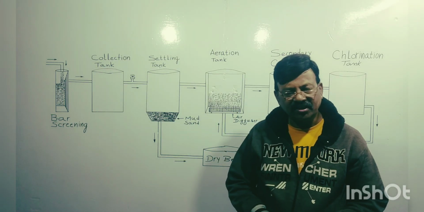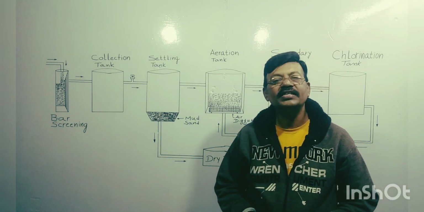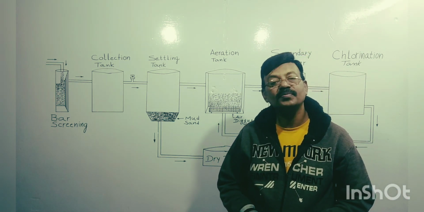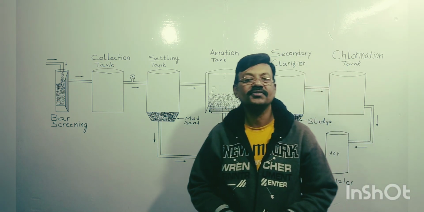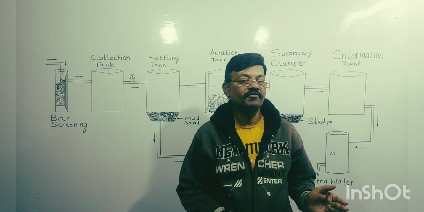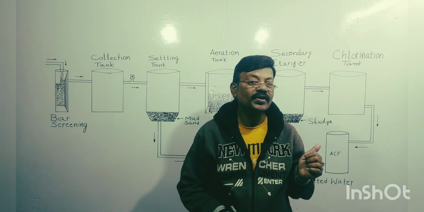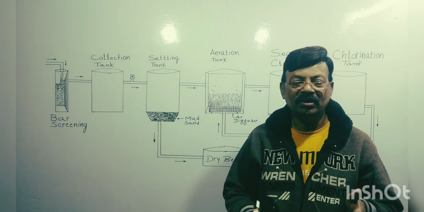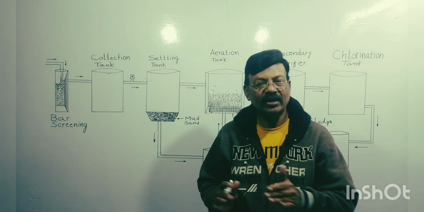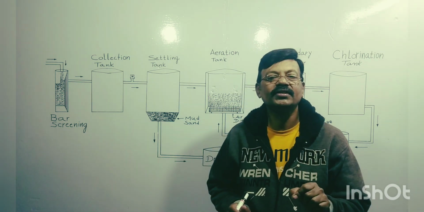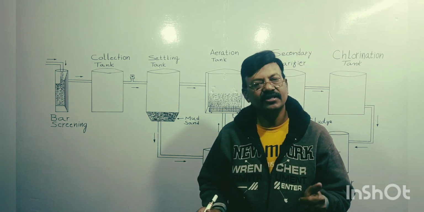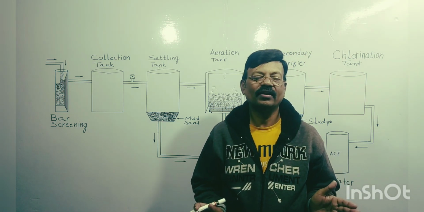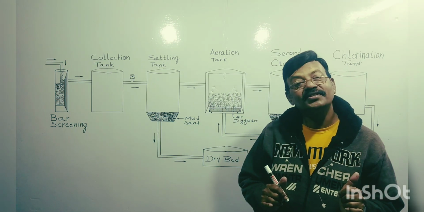Now, let us come back to MLSS. What is MLSS? Mixed liquor suspended solids. What is mixed liquor? It is a mixture of raw sewage and activated sludge. What is activated sludge? It is nothing but bacteria. Now, MLSS has become very simple. You can say like this, MLSS is nothing but raw sewage containing suspended solids plus bacteria. Simple.